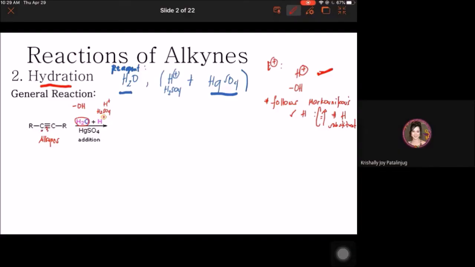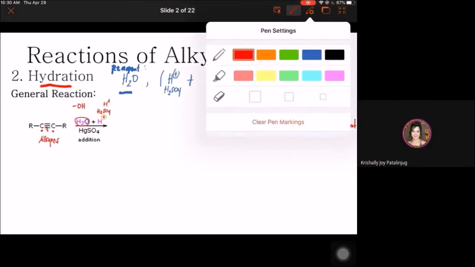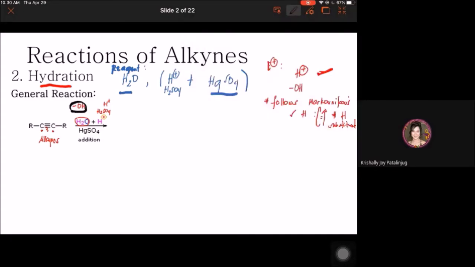Therefore, each carbon will be unstabilized. To make it stable, these electrophiles, OH and hydrogen, will be added to each carbon. I'll just write it here. You have a carbon to carbon double bond, and each carbon has an R group.